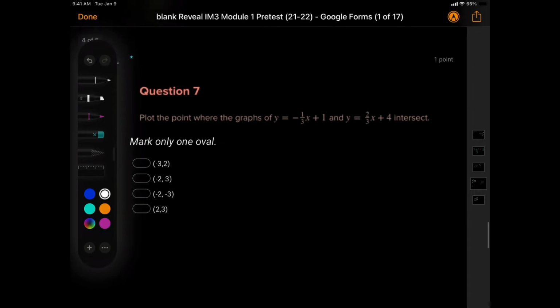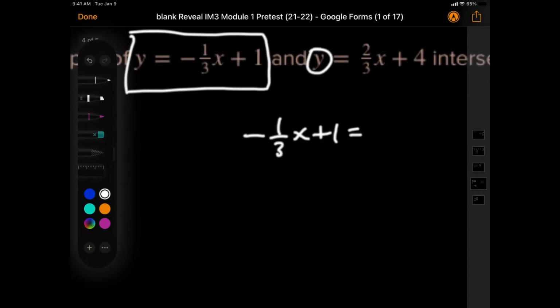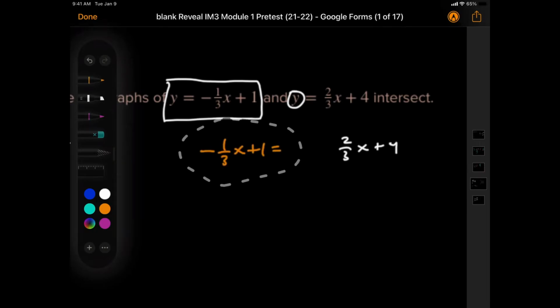Okay, so every time you see y, we're going to write -1/3 x plus 1. I see y here, so I'm going to write -1/3 x plus 1. So basically I'm setting both of these equal to each other. This one is 2/3 x plus 4. Another way of seeing this, let's see if I can do some magic. This is equal to y, and the right side is also equal to y, so you can just erase it because now they're equal to each other.